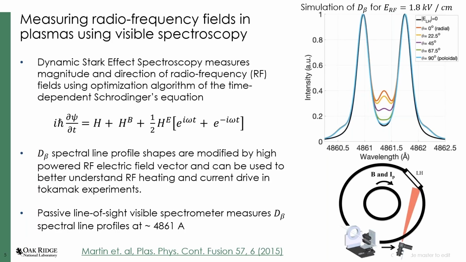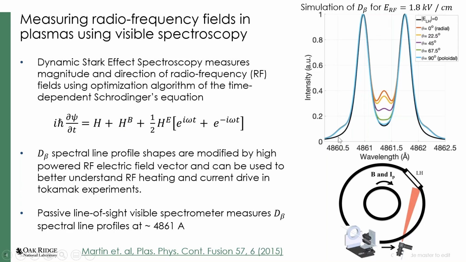So let me start with the radio frequency fields that we use for heating and current drive. It turns out there is an effect known as the dynamic Stark effect spectroscopy, and that can be used to measure the magnitude and direction of radio frequency fields. It does this by probing the quantum mechanics of atoms, which can be described by Schrodinger's equation. If you recall your quantum mechanics, this is what it looks like. There's an additional term here for the steady-state magnetic field, known as the Zeeman effect. And then the dynamic Stark effect is the time-dependent term for the electric fields.